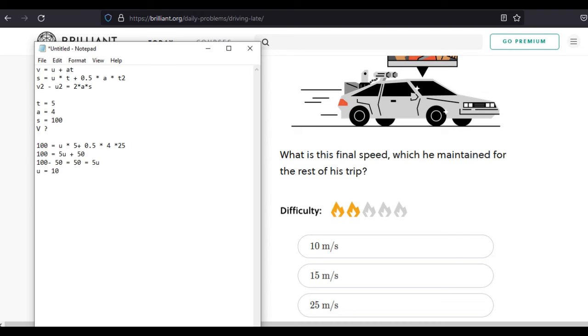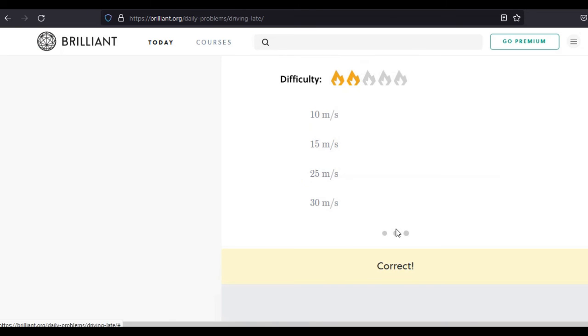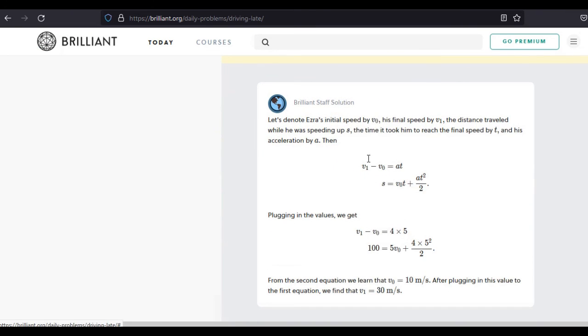So what about v? We'll take the first equation here to get the value of v. V is equal to u plus at. U we already know, 10. A is 4 and t is 5. So v is equal to 10 plus 4 into 5, 20, is equal to 30. So do we have 30 here? We do have 30 here. So 30, submit, and that is the right answer.